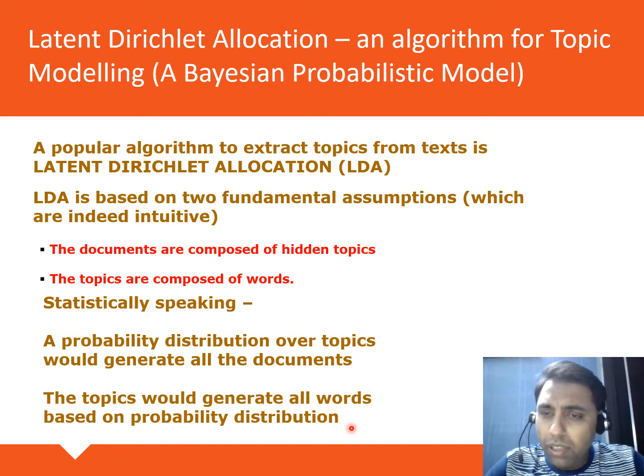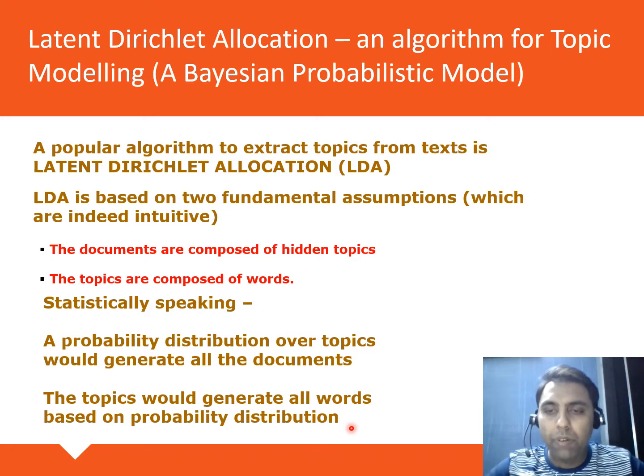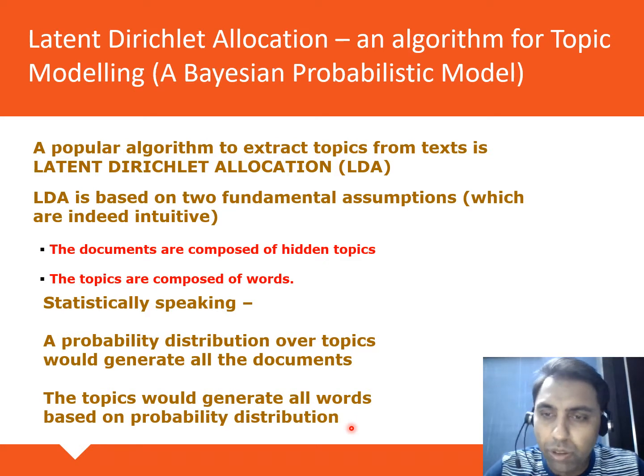Let's say 40% of the documents pertain to topic 1, another 25% pertain to topic 2, and the remaining 35% pertain to topic 3. So all I'm saying here is that the distribution of topics over documents is 40, 25, 35. So I'm assuming a probability distribution of the topics over documents, a very simple one.